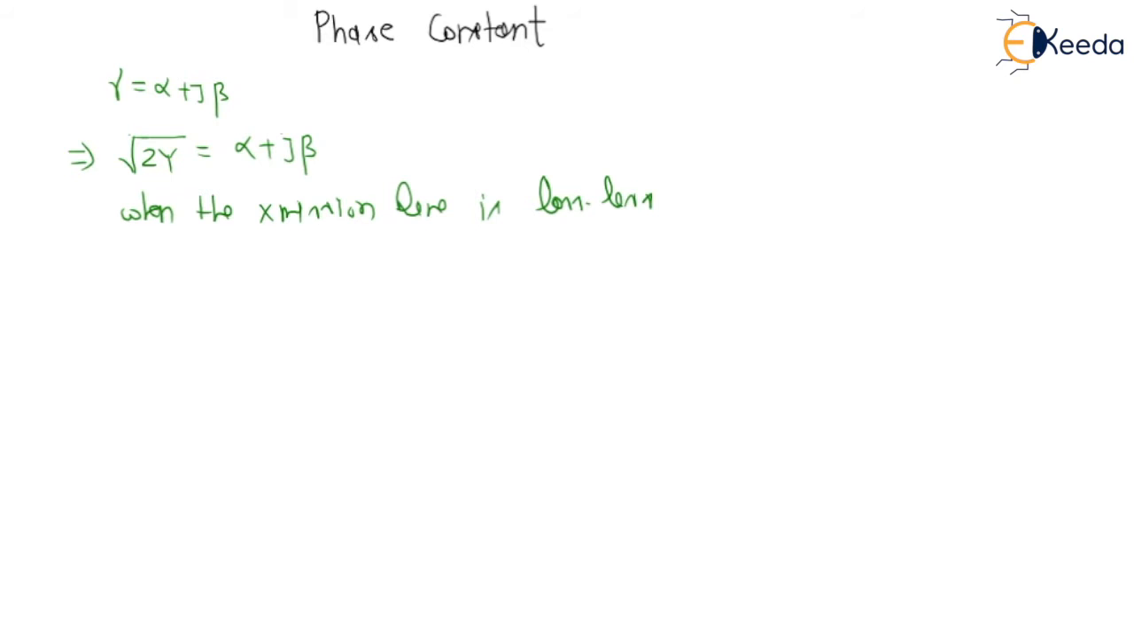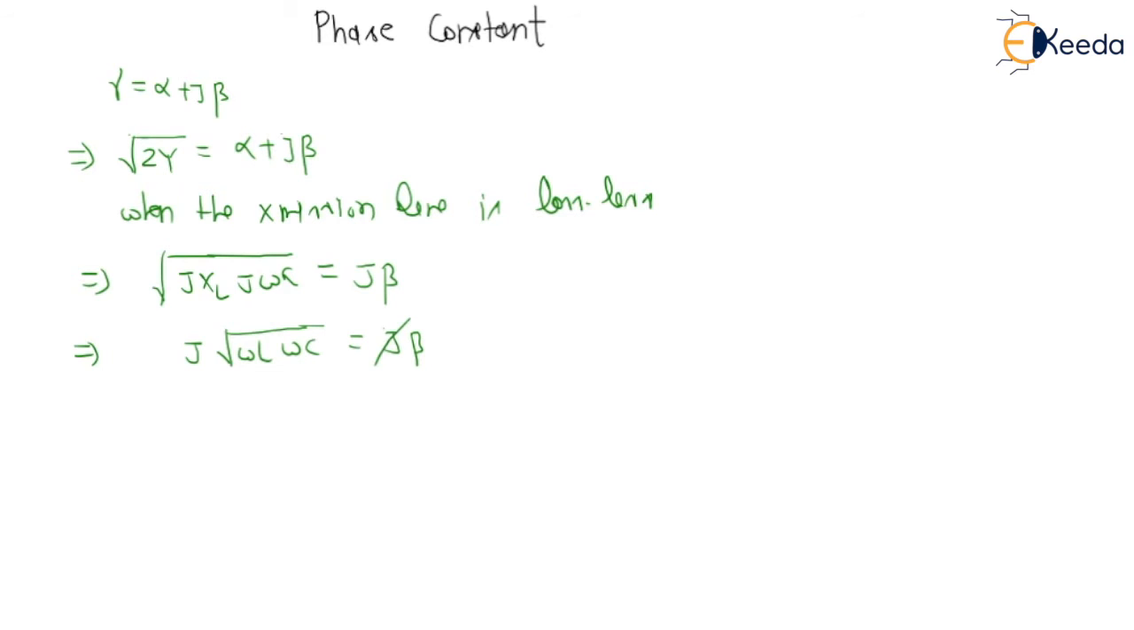When the transmission line is lossless, we can write z as r plus jX, so r is neglected. The square root of j X_L into y, which is j omega C, is equal to alpha plus j beta. Alpha will be 0 in the case of a lossless line, since there will be no attenuation, so we are left with j beta. So j will be common outside, and this will be X_L, that is omega L, into omega C, which equals j beta.